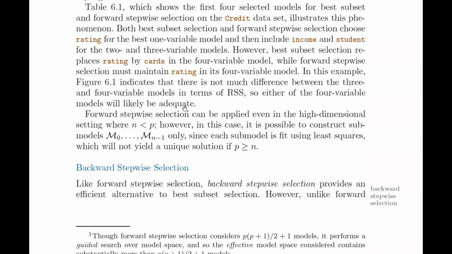Figure 6.1 earlier indicated that there is not much difference between the 3 and 4 variable models in terms of RSS, so either of the 4 variable models will likely be adequate. Adequate, okay? Forward stepwise selection can be applied even in the high dimensional setting.